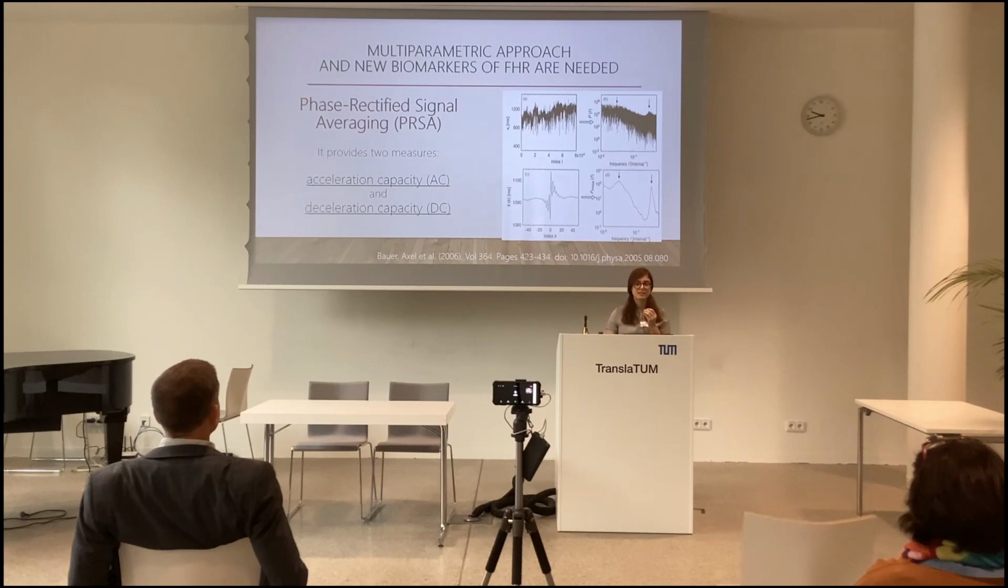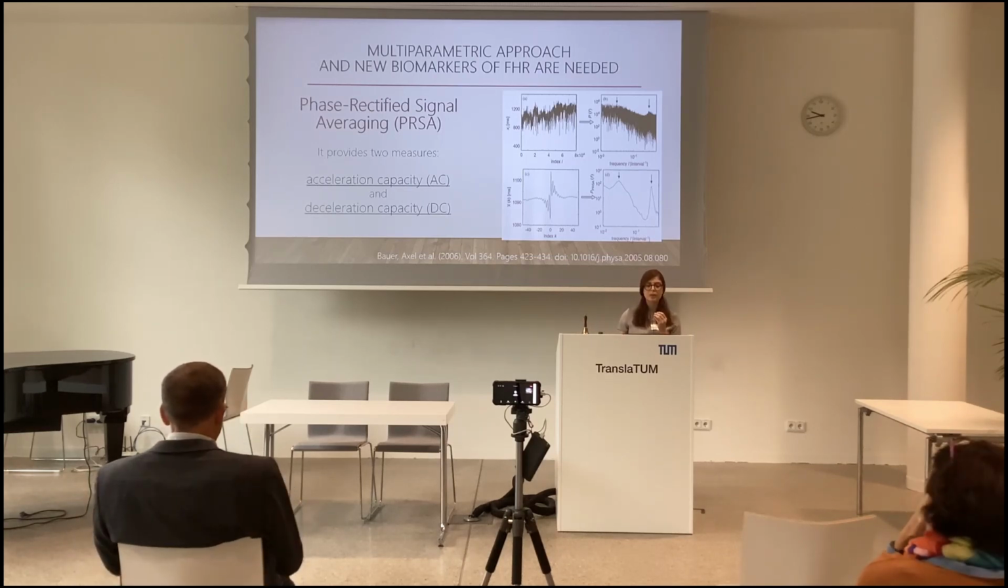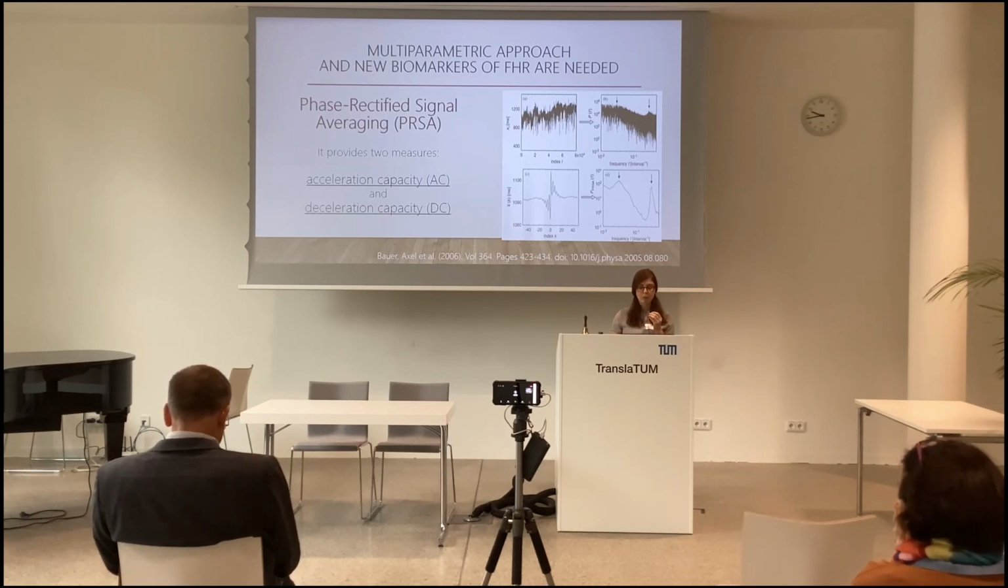So therefore, considering that the standard processing of CTG series has been found to be poorly correlated with relevant clinical outcomes, and that single parameters have also shown to be poorly correlated with these outcomes, a multi-parametric approach is urged by experts, and new biomarkers of fetal heart rate able to assess fetal well-being are needed. So in this context, we found the PRSA, the phase rectified signal average.